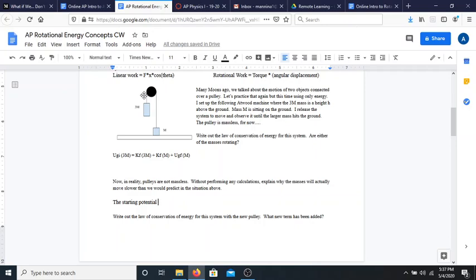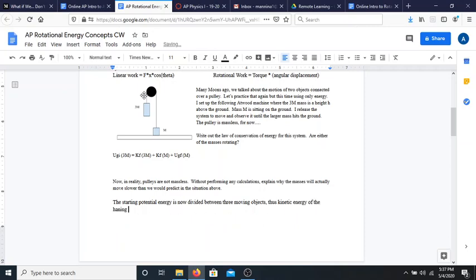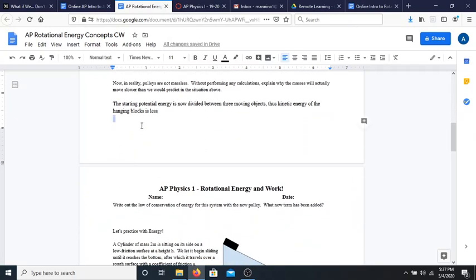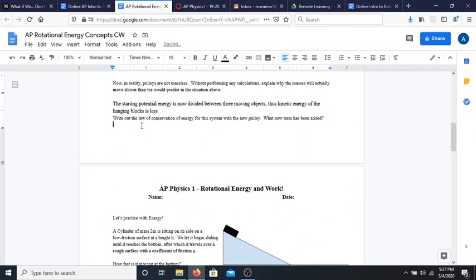So we can just say the starting potential energy is now divided between 3 moving objects. Thus the kinetic energy of the hanging blocks is less. All right. Now we can rewrite that as well in a handy little equation to help us out here, just to kind of visualize it.